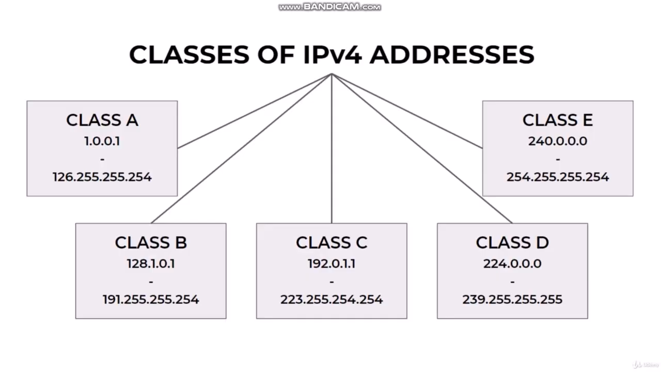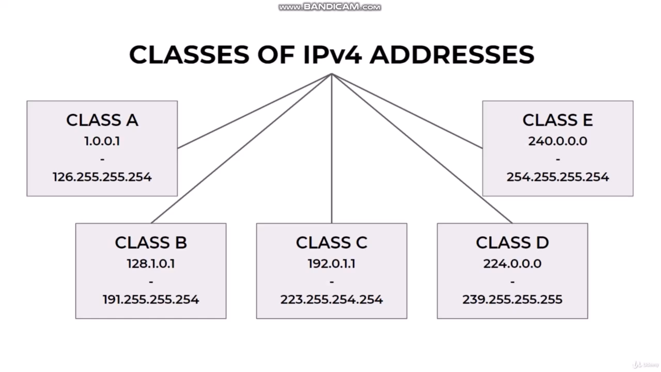Remember, in this lecture, we are going to study the different classes of IPv4 address. In the last lecture, you studied what exactly an IP address is and the two types of IP addresses, namely IP version 4 and IP version 6. So, let us begin with the 5 classes of IPv4 addresses.